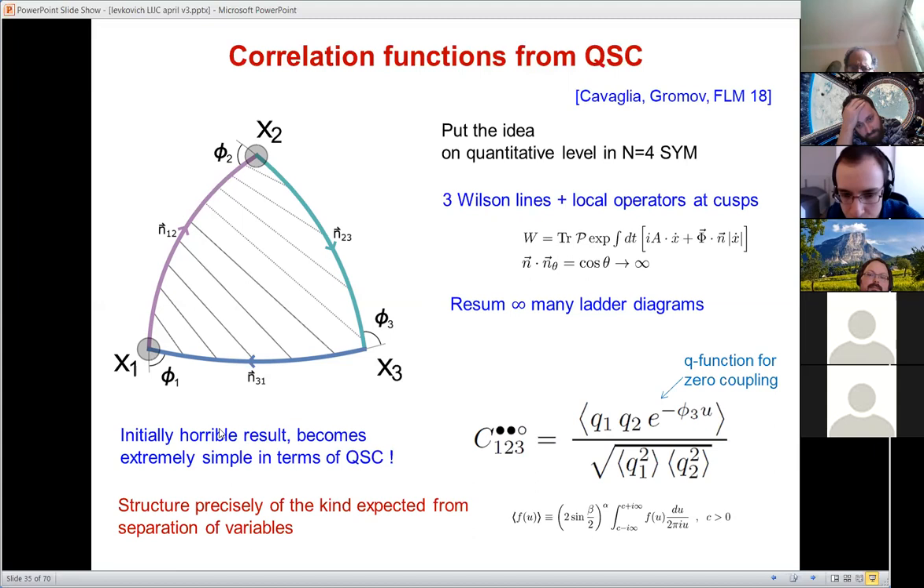But once we map it to the QSC language, it becomes extremely simple and it has the kind of structure I spoke about before. It is a scalar product of three Q functions corresponding to these three states, normalized by the scalar products of the individual functions, which is like the norm of an operator, corresponding to the normalization of three-point functions by the usual two-point functions. And this bracket is simply an integral of the Q function along some vertical line. So this is a very simple answer, especially compared to the completely horrible result that comes from diagrams.